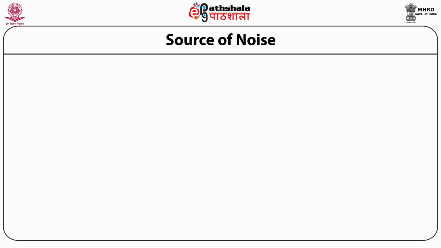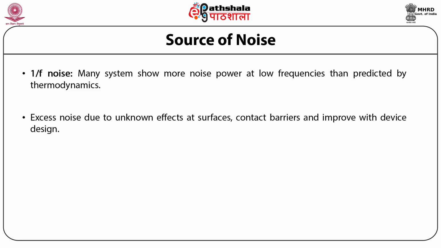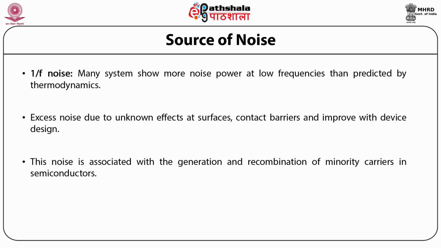The next type of noise is 1 by f noise. Many systems show more noise power at lower frequency than predicted by thermodynamics. So this is excess noise due to unknown effects at the surfaces and contact barriers, and it can improve with device design. This noise is associated with the generation and recombination of minority carriers in semiconductors.